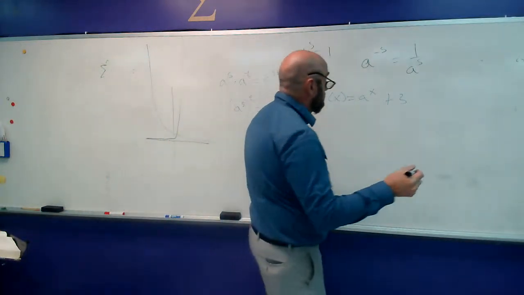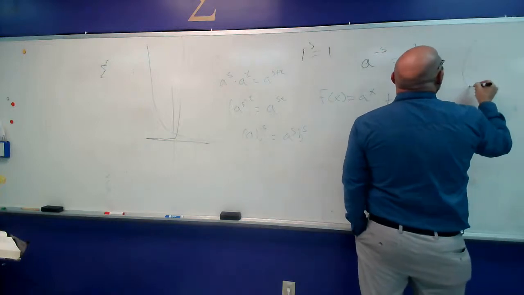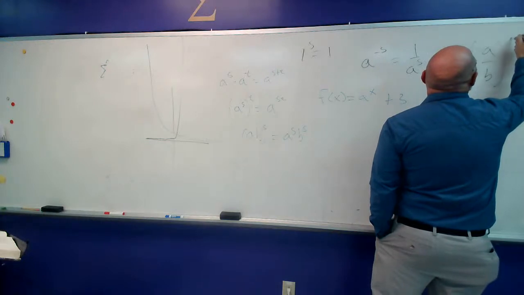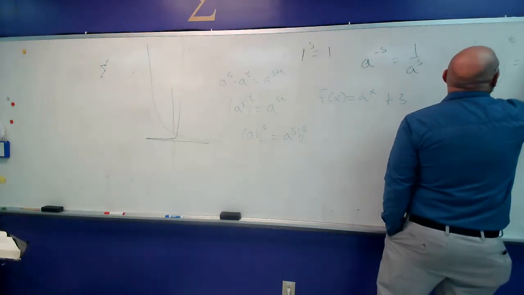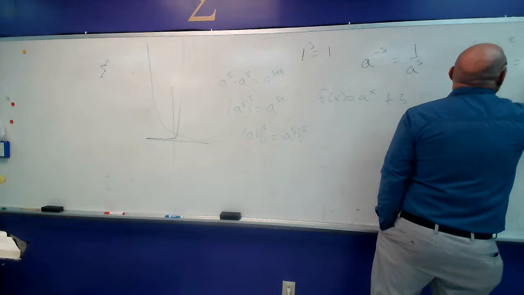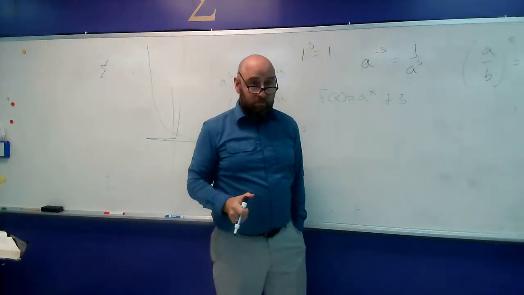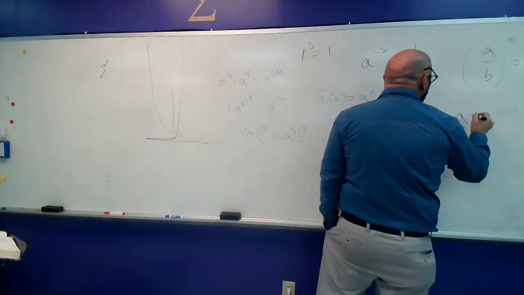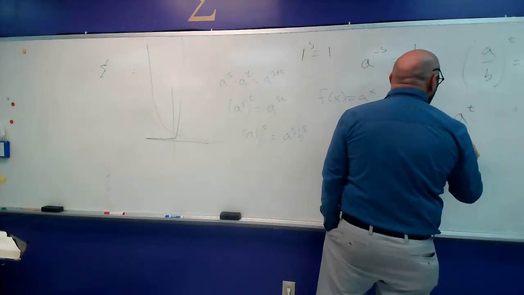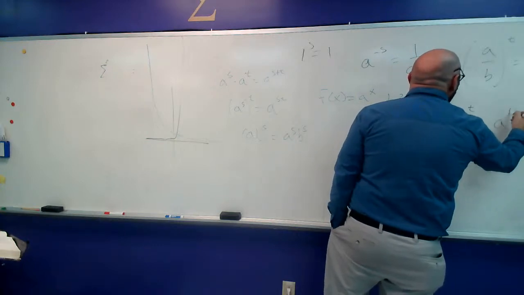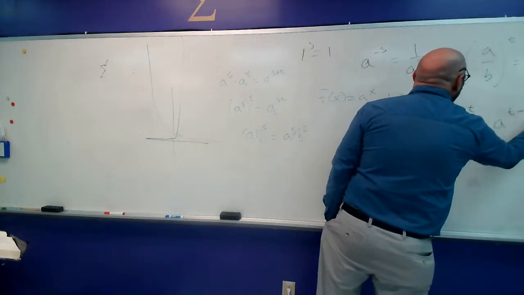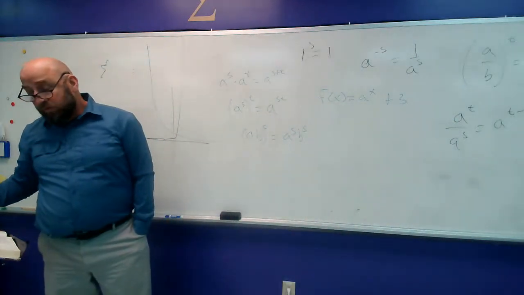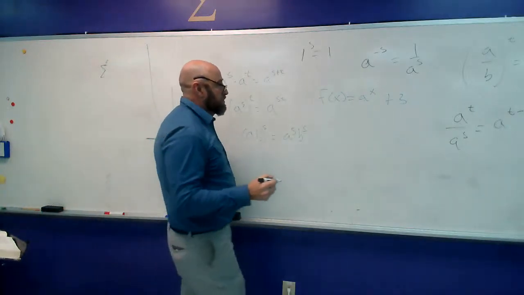What about, this is not in your book, a over b to the t equals a to the t over b to the t, right? Or if you have a to the t over a to the s equals a to the t minus s. So these are things that you should know. And then one more important one that you should know.